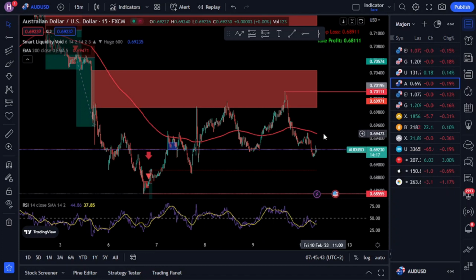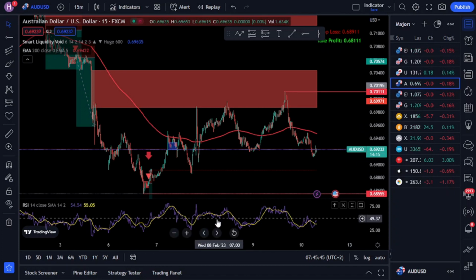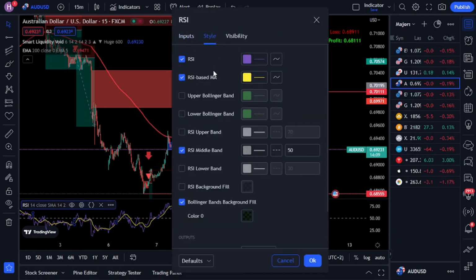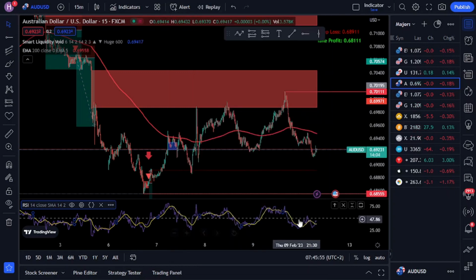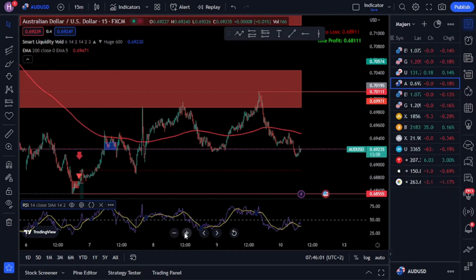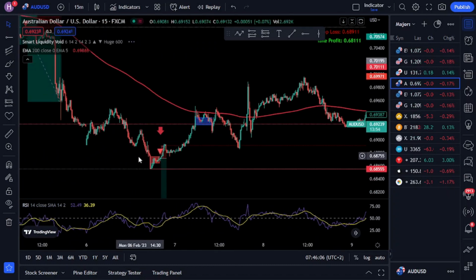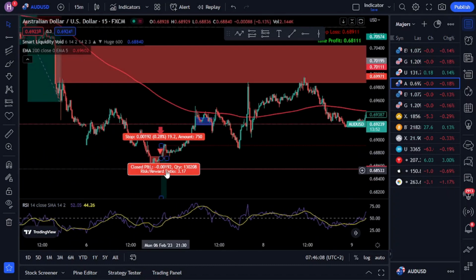Next, we are going to incorporate additional indicators to build a complete strategy around the entry and exit signals provided by the Smart Liquidity Void indicator. The indicators that I currently have attached to my chart are the 200 period moving average, which serves as a baseline, and a relative strength index or RSI. For the RSI, we are going to focus on the 50 line.